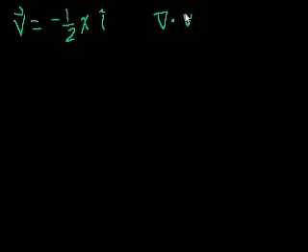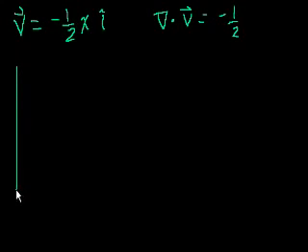Let's say that the vector field is equal to minus 1/2 x times i. And so the divergence, I'll use this notation, the divergence of our vector field is just the partial derivative of this with respect to x, which is just minus 1/2. If I were to graph it, it's my y-axis, it's my x-axis. So here, at say the point 1, my velocity is going to be to the left 1/2.